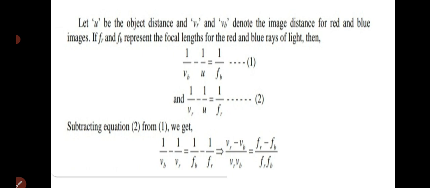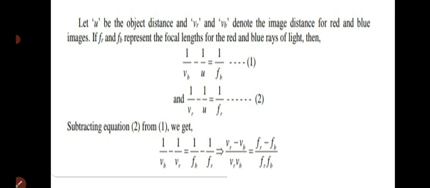Let u be the object distance and VR and VB denote the image distances for the red and blue color images. If FR and FB represent the focal lengths for red and blue rays of light, then 1/VB minus 1/u is equal to 1/FB from the lens maker's formula, equation number 1, and 1/VR minus 1/u is equal to 1/FR, equation number 2. Subtracting equation 2 from equation 1, we get 1/VB minus 1/VR is equal to 1/FB minus 1/FR.